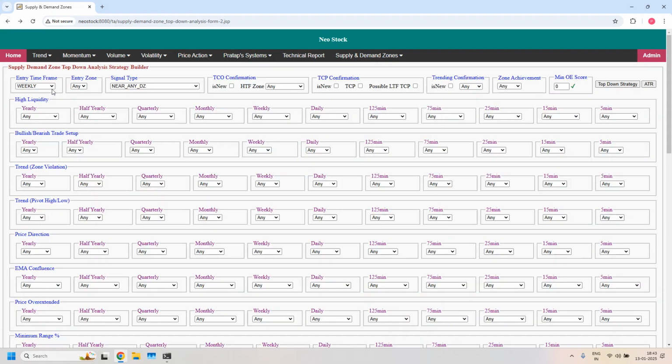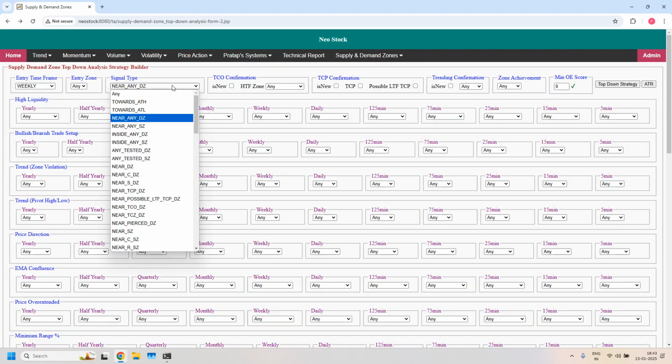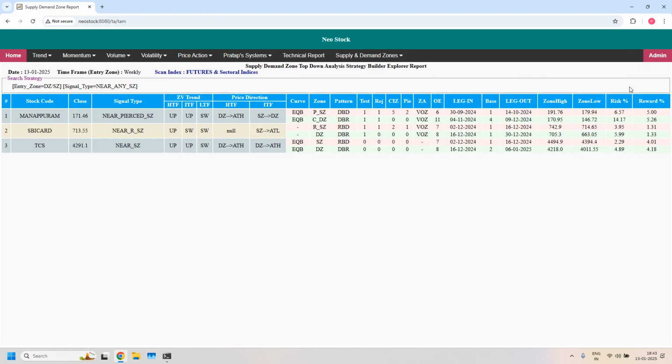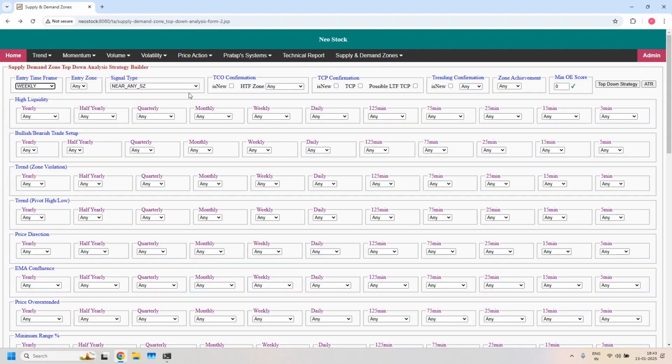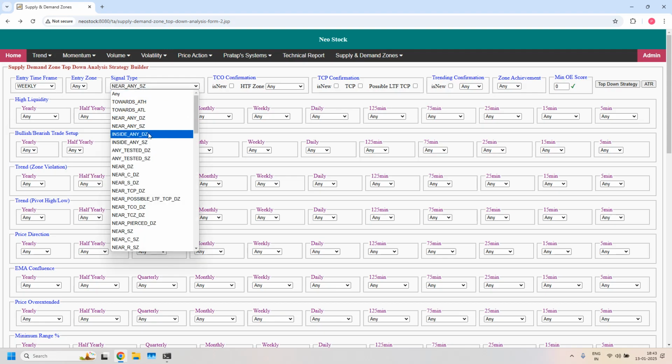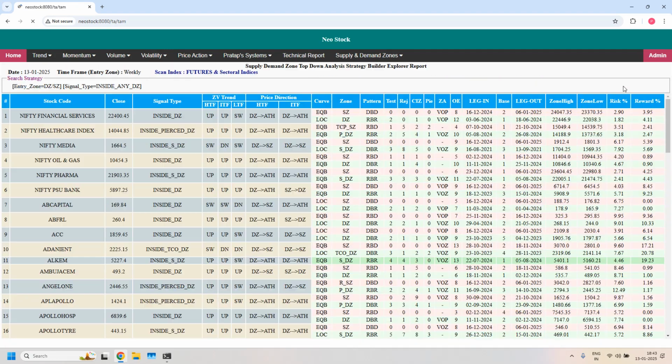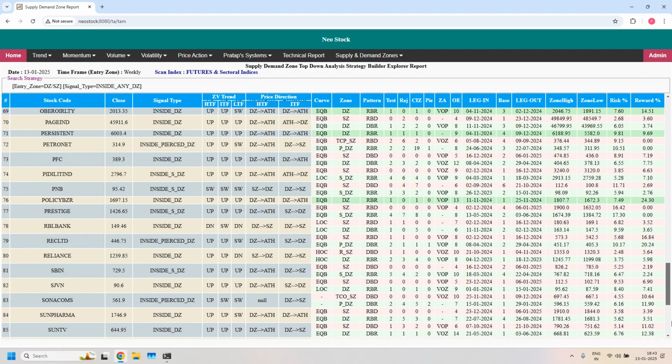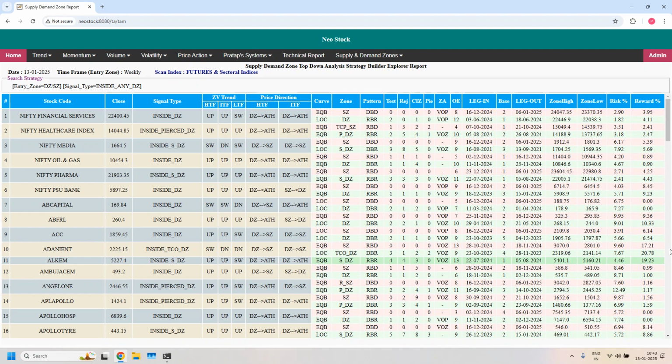Next, weekly time frame. Stocks near weekly supply zone. 3 stocks are filtered. Next, weekly time frame. Price closed inside the weekly demand zone. We got a very big list. So total how many? 96 stocks are closed inside the weekly demand zone.